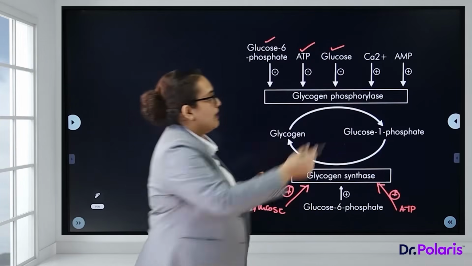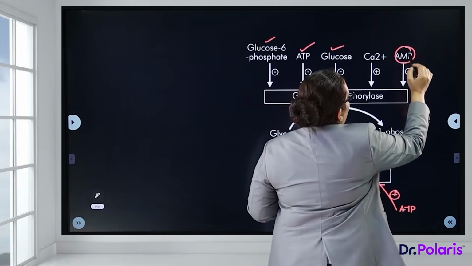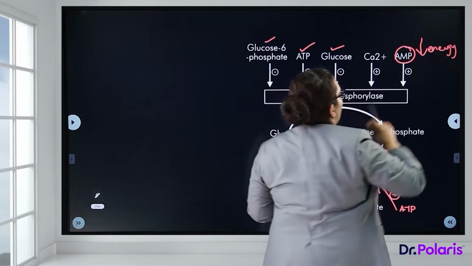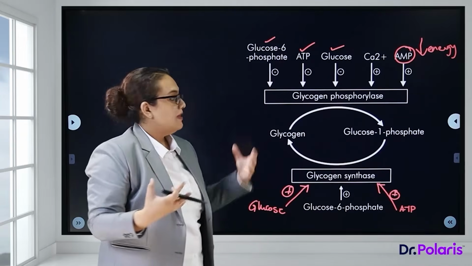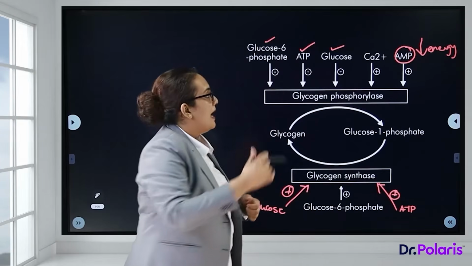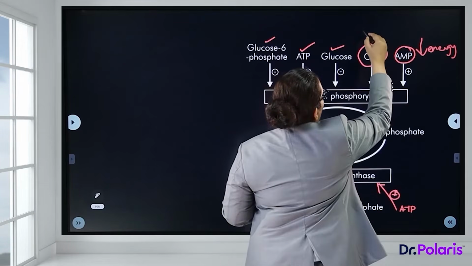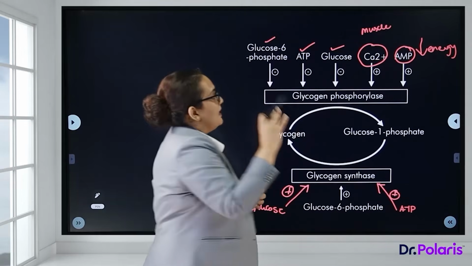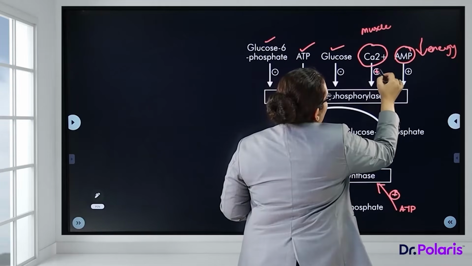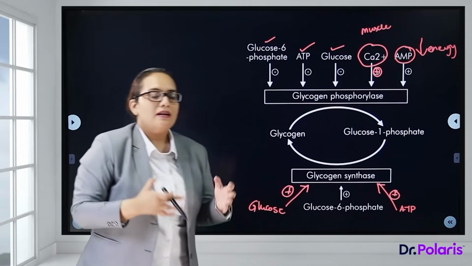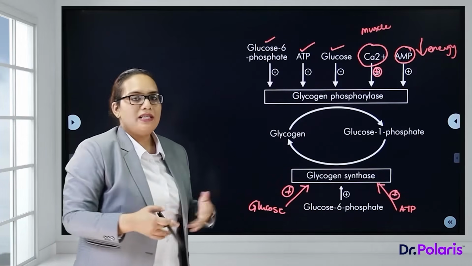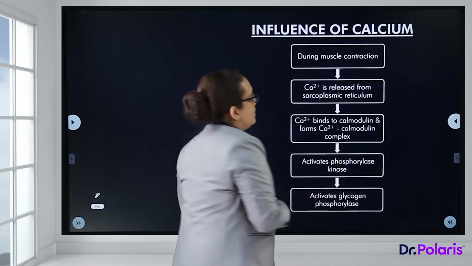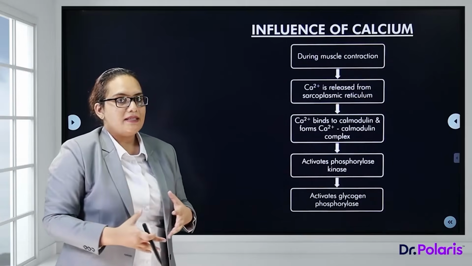On the other hand, if you have a look here, presence of AMP, which indicates that it is low energy within the cell. AMP indicates low energy. So low energy will stimulate glycogen phosphorylase to occur, and the presence of calcium, especially in the muscles where glycogenolysis is occurring, calcium will activate the activity of glycogen phosphorylase so that glycogenolysis will occur, and calcium is usually secreted during muscle contraction. Now let's have a look at the effect of, or the influence of, calcium on glycogenolysis.